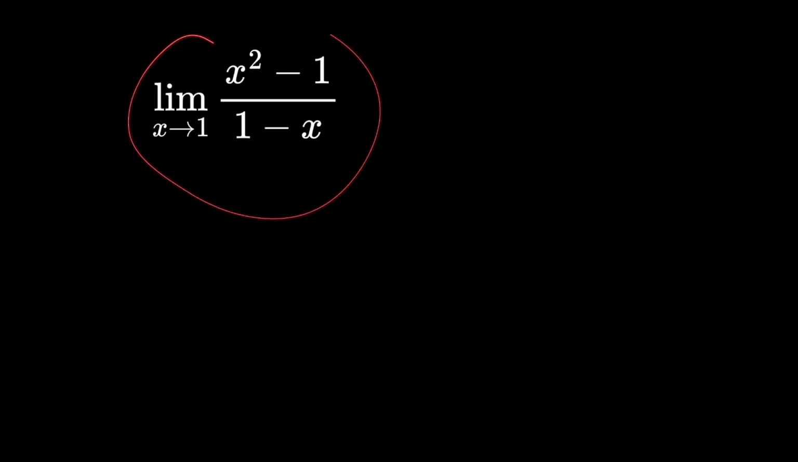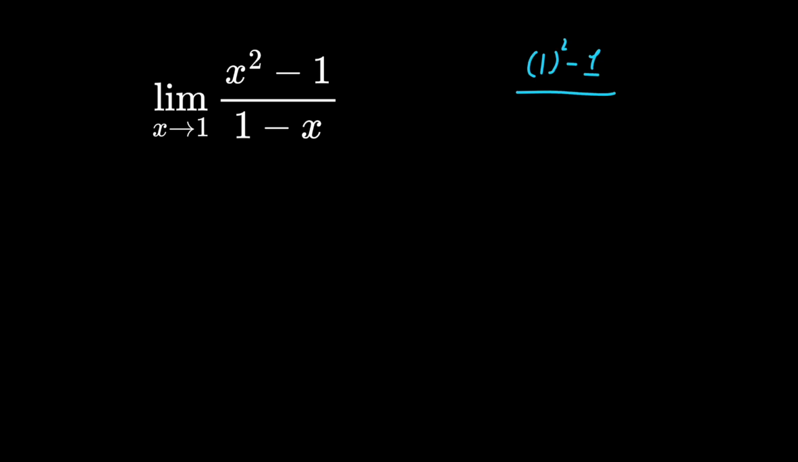To evaluate this limit, you might think of using the direct substitution rule by replacing the variable with this number 1. So let's see what happens if we do this. It will be 1 squared minus 1 over 1 minus 1. So it will end up with 0 over 0.